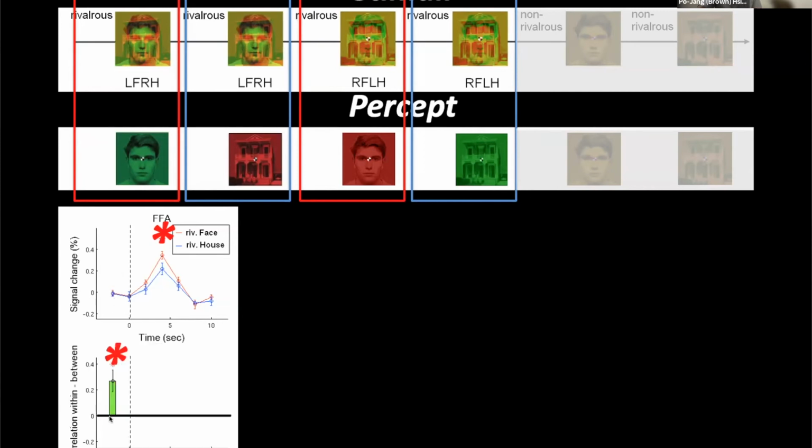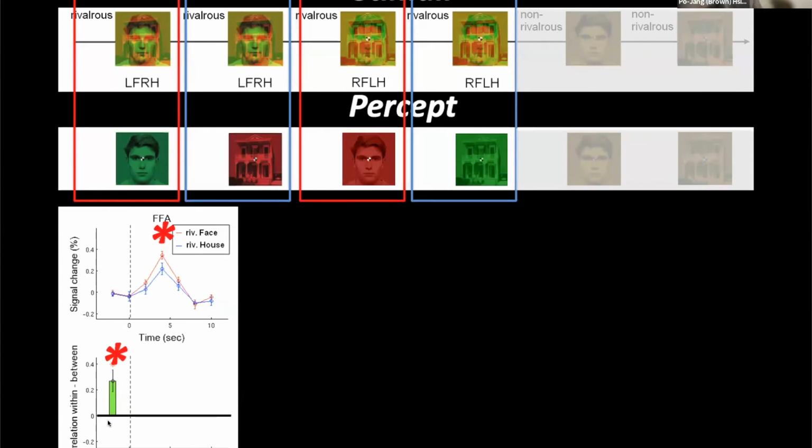And here's the result. We show that 2 seconds before the stimulus onset, FFA is already responding differently. So there are 2 different patterns before the stimulus onset. And it seems that when one pattern shows up, then later the subject is more likely to perceive a face.